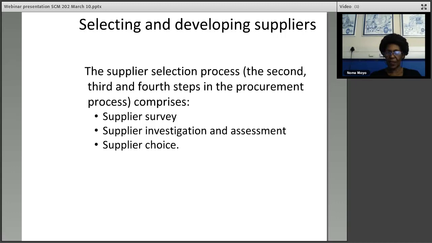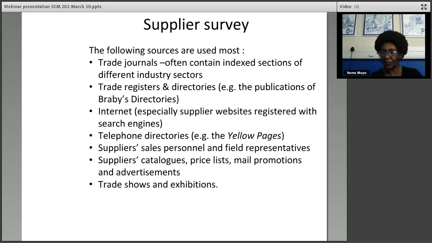Then we have selection and development of suppliers. The supplier selection process is the second and third steps in the procurement process. There is a supplier survey where you are looking at who the potential suppliers are. Then supplier investigation and assessment. Then supplier choice. For the supplier survey, these will be the sources that you get your information from.